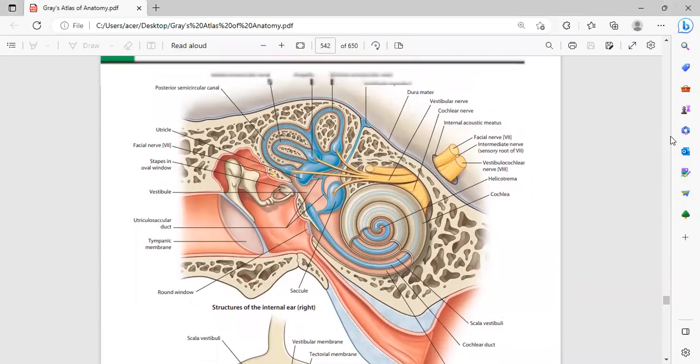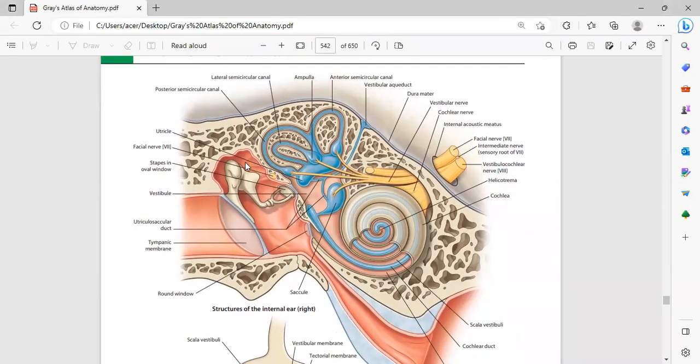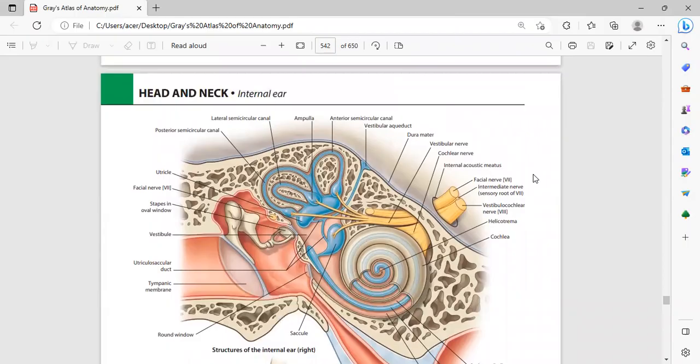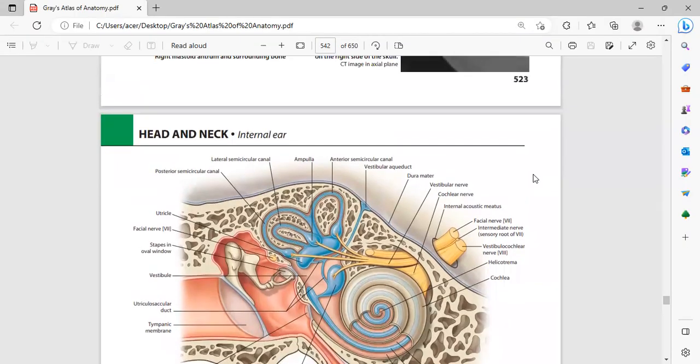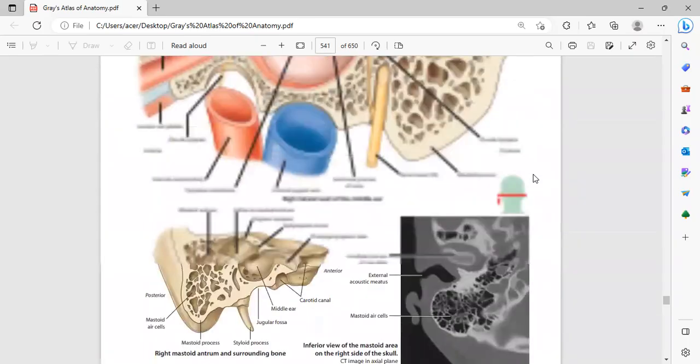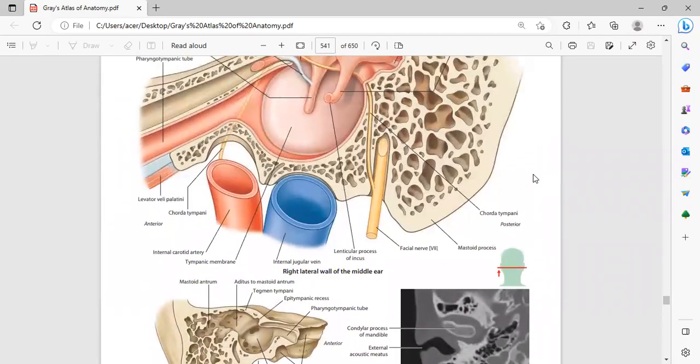Okay, so the three bones, that is the malleus, the incus, and the stapes. The stapes covers the oval window here, right? And here you can see the round window, which is covered by fibrous tissue. So that is the cavity of the middle ear.